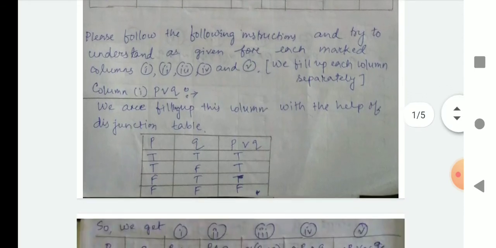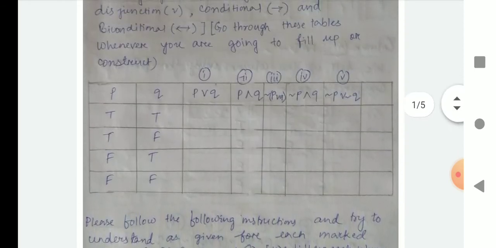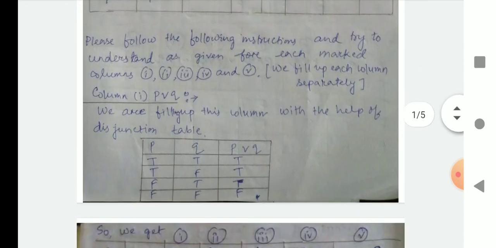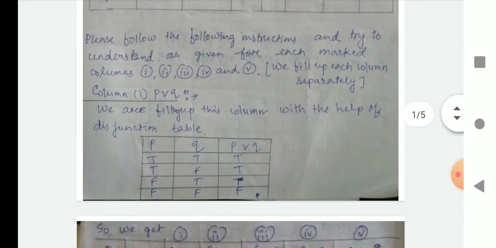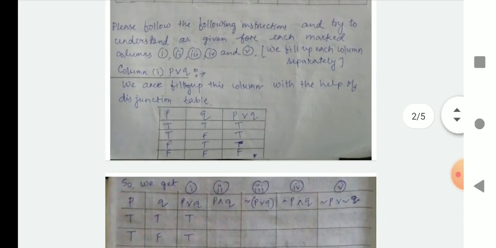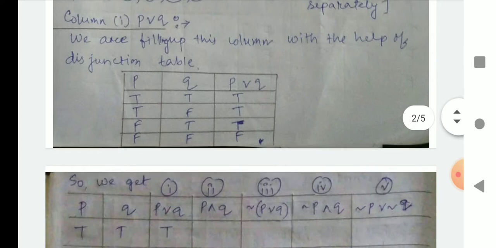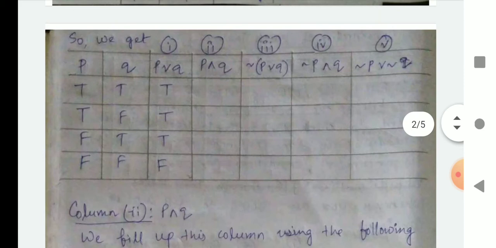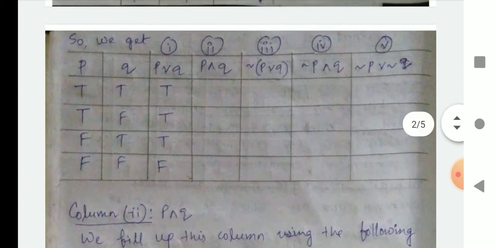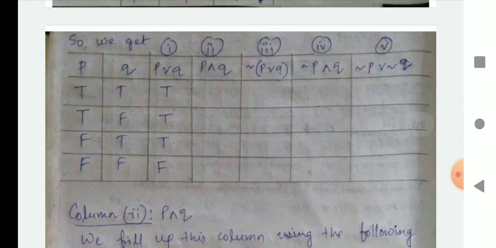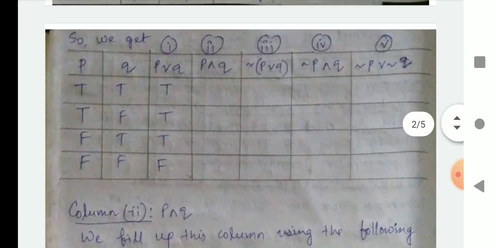So for the first column, how will we fill up? We are filling up this column with the help of the disjunction table, because the disjunction symbol is given. We know that in the disjunction table, when every statement is true, the answer is also true. If any one of the statements is true, then also true. Only when both of the statements are false will the result be false. So what we get in the first column: true and true is true, true and false is true, false and true is true, and false and false is false, according to the disjunction table.